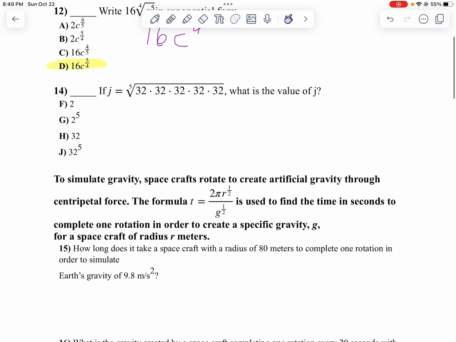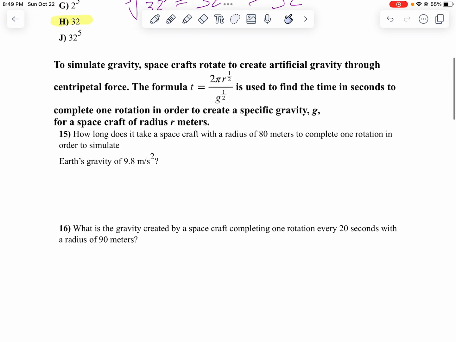Taking a look at number 14. Notice I got 5/32s inside there. So I'm going to find the fifth root of 32 to the 5th power. Well, that's 32 to the 5/5 power, which is just 32 to the 1st power, or 32. So our answer for number 14 is H.